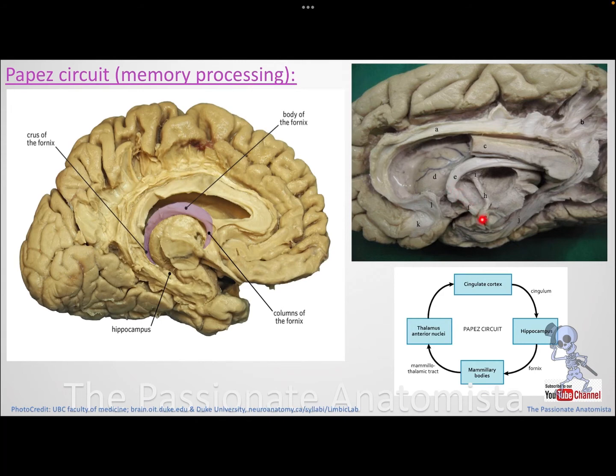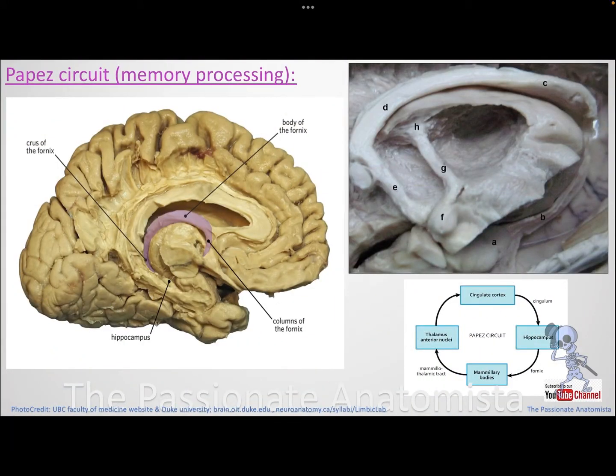That's going to take you to the mammillary bodies. From the mammillary bodies to the anterior nucleus of thalamus, it's going to be the mammillothalamic tract. All right, guys, so this is how it takes you all the way to the anterior nucleus of thalamus. And from there, you're going to go to the cingulate cortex back to know how to react to that stimulation. All right, guys? So this is how you can identify those structures in a specimen.